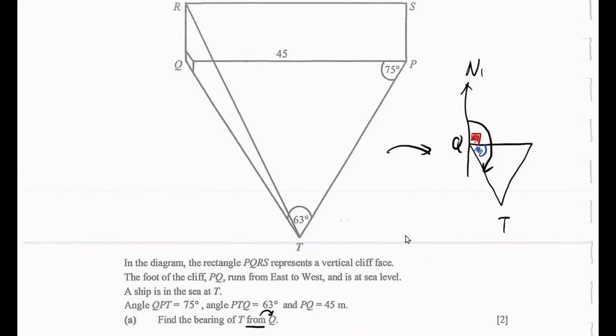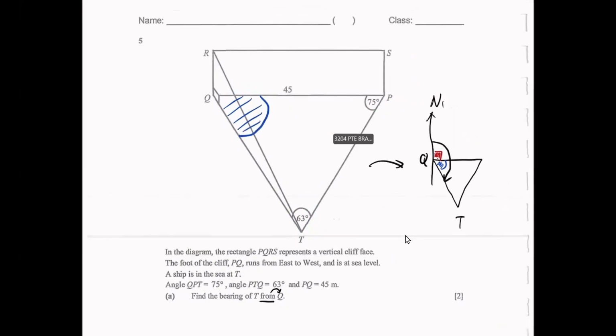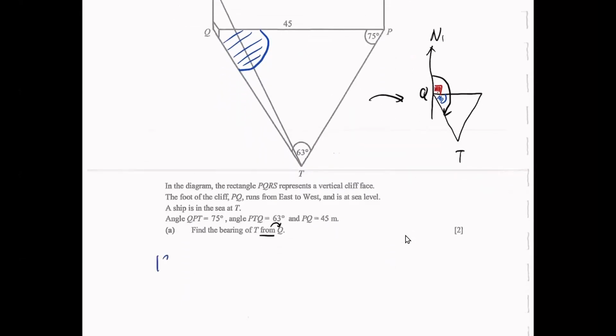So the goal here is to find out what this angle here is, right? Can you find out what the angle is? You've got 3 angles in a triangle: 63, 75, and the last one. So how do you find the last one? 180 minus the other 2, right? Okay, good. So that's all the working you need. That's angle PQT. Just type in the calculator, 180 minus 75 minus 63.